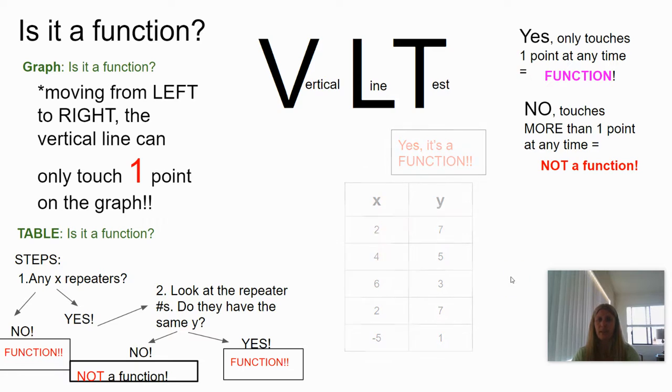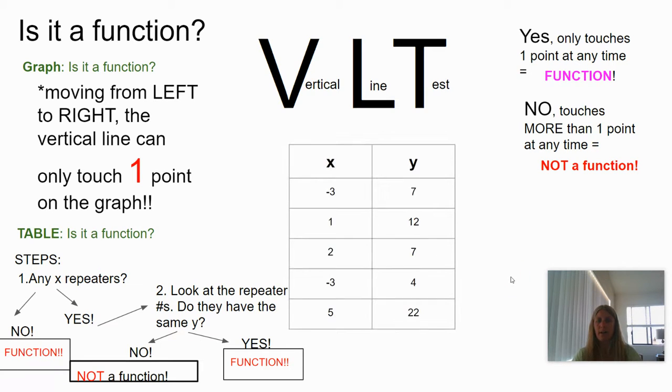Let's look at a second example. So here I have this table of values. Step number 1, any x repeaters? I see -3, 1, 2, -3. I have a repeater. So I look at step number 2: look at the repeater numbers. Do they have the same y?